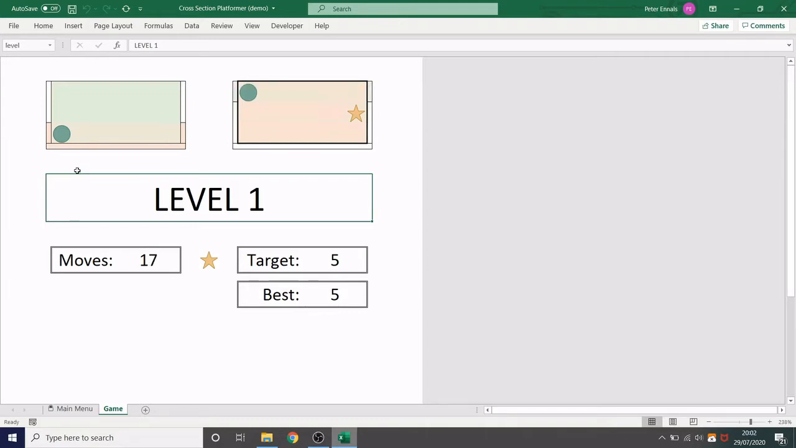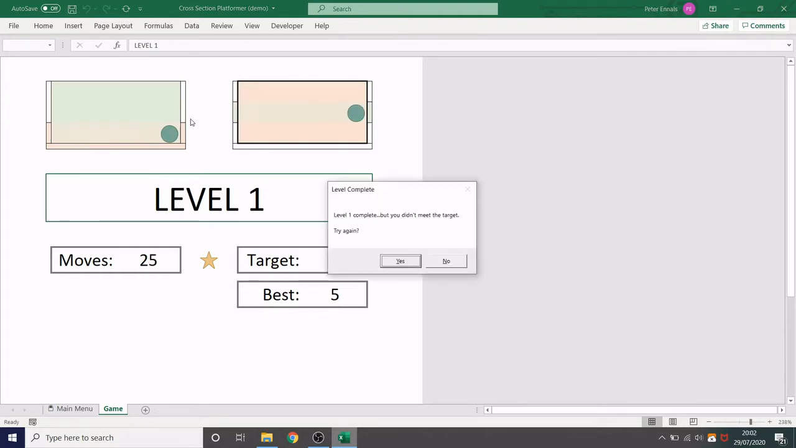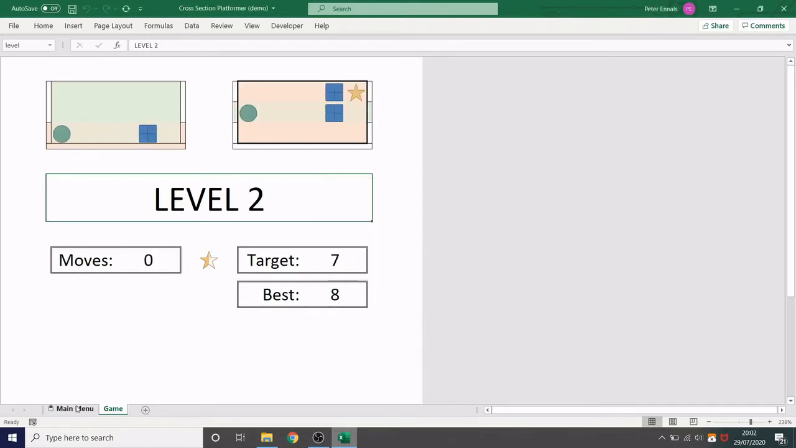That's because the whole cross-section is moving, as you see by the movement of the green strip on the right-hand side. So the green strip moves up, and so now you're seeing a different cross-section here. And I can complete this level very easily by simply moving the ball forward into the goal.